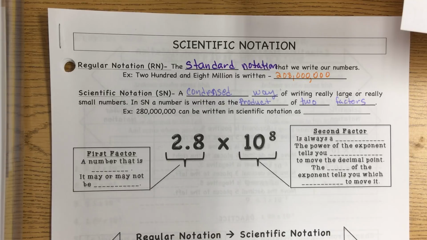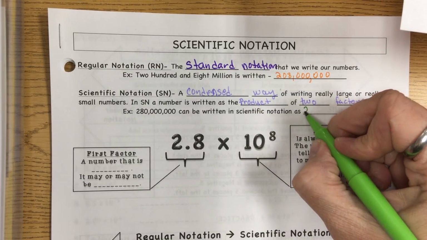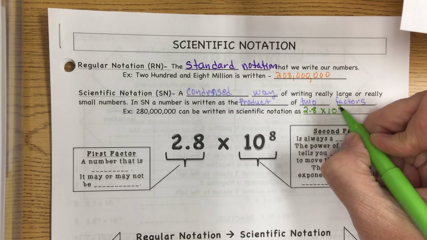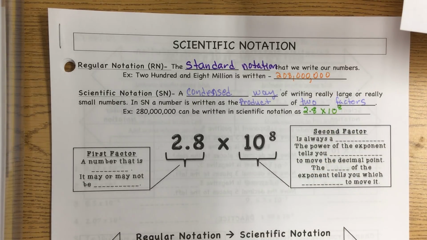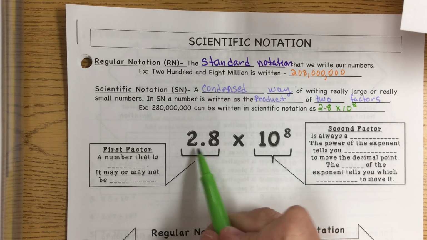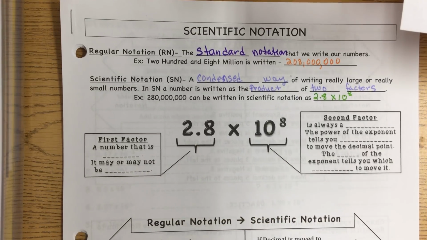Example, 280 million, up above it was 208 million, this time it's 280 million, can also be written in scientific notation as this: 2.8 times 10 to the 8th power. Now, if you look right here, amazingly, it's the same information.